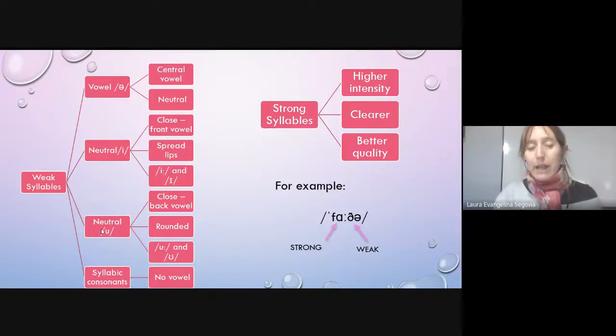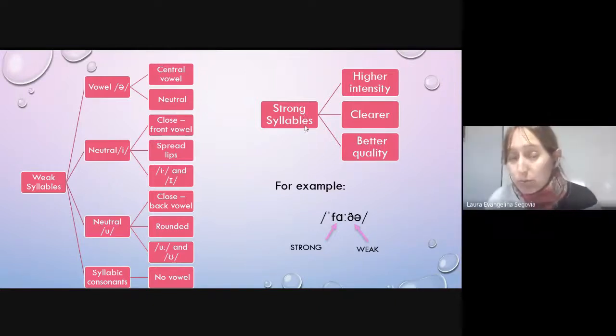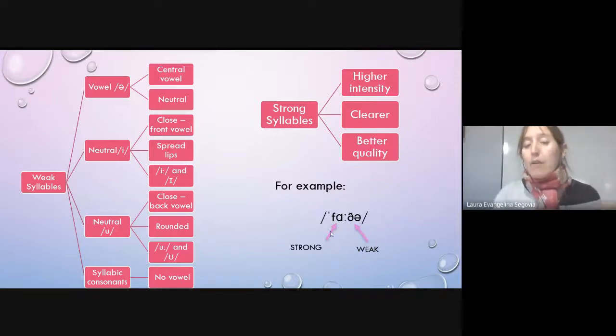These weak syllables are pronounced fast. They are pronounced almost not noticeable. You don't say them clearly. The strong syllables are clear. They are higher in intensity, they are clearer, and they are better quality, okay? So let's see this word, father. It has 2 syllables. Father. Strong syllable, fa, father. The second syllable is almost not noticeable. Father.